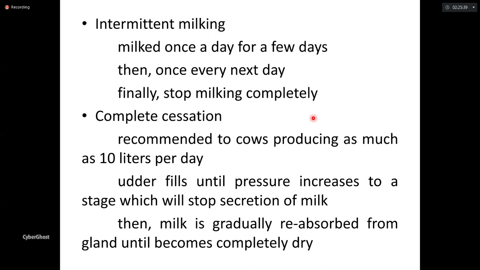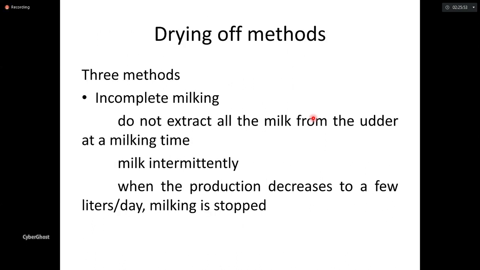Very low amount of milk, maybe 10 liters of milk per day. We just let them secrete milk and we do not harvest, right? Then the body recognizes it, reabsorbs whatever milk was produced into the body and completely dries off now. With incomplete milking, what we usually do is we stop harvesting milk gradually. We milk intermittently, once a day or two hours a day or something like that, and then reduce the production to a certain level, and then we stop milking completely.